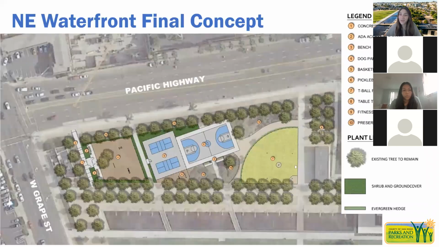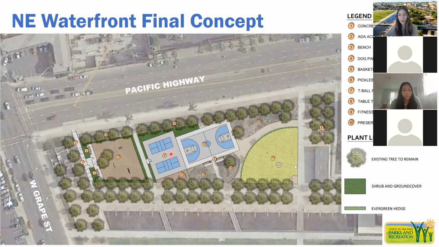Now here it is, the moment you've been waiting for, the final concept for the northeast corner of Waterfront Park. This concept was developed through a combination of the public outreach, site analysis, and input from the Waterfront Park subcommittee. So we're going to start here at the corner of Pacific and Grape. You can enter into the park through an ADA ramp. The first feature you'll come to is a dog off-leash area with some benches. Next to that are 2 pickleball courts.